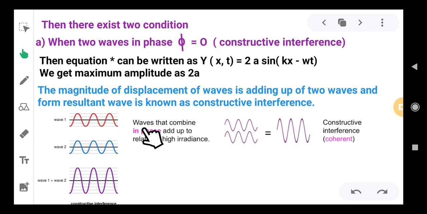So, waves that combine in phase end up with a relatively high irradiance, and it produces high pulses. Constructive interference means coherent. Hope you are clear on the point.